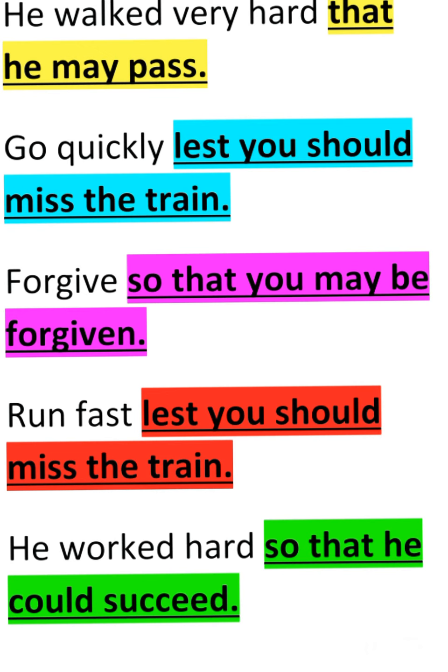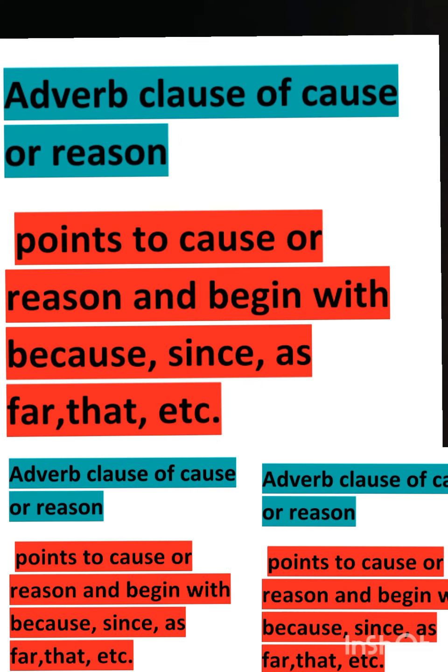Forgive so that you may be forgiven. Run fast lest you should miss the train. नहीं तो, okay, run fast, जल्दी दौड़ो, नहीं तो lest you should miss the train. He worked hard so that he could succeed. So dear student, you can see here that I have underlined the words, and these words tell us something about what? These are the clauses which are pointing to the purpose of the subject here.